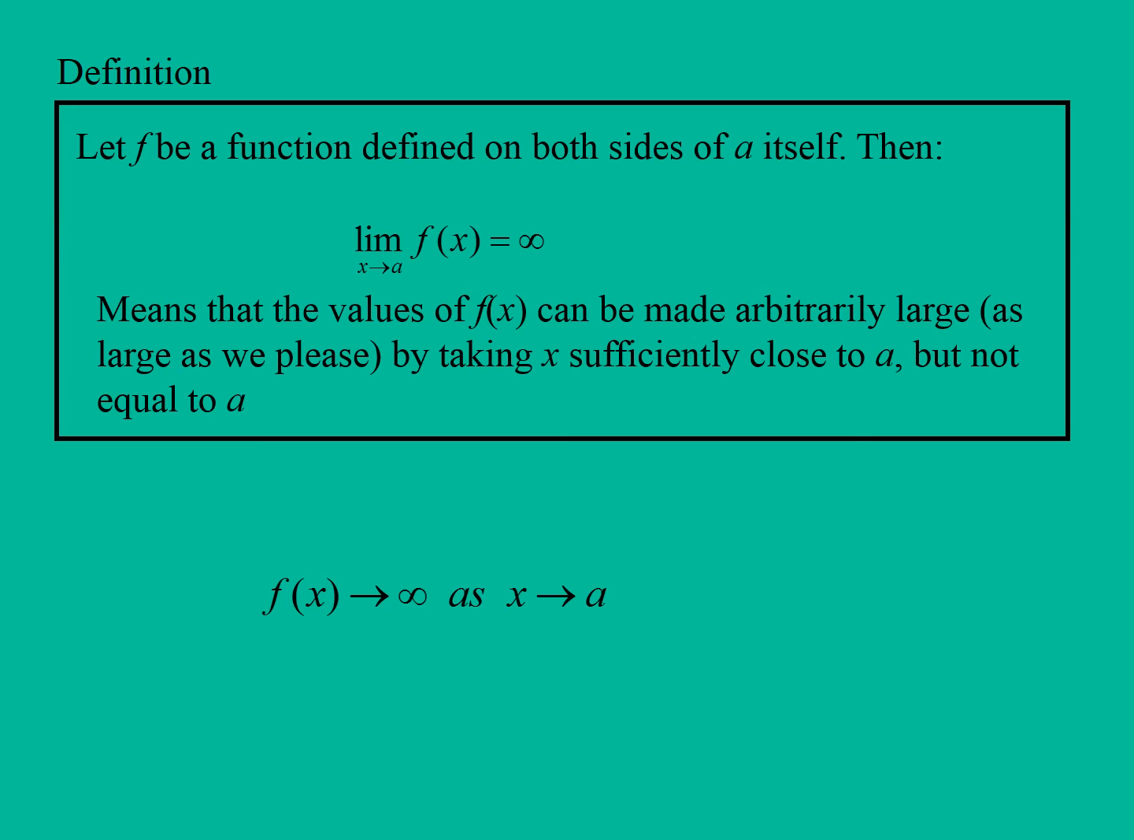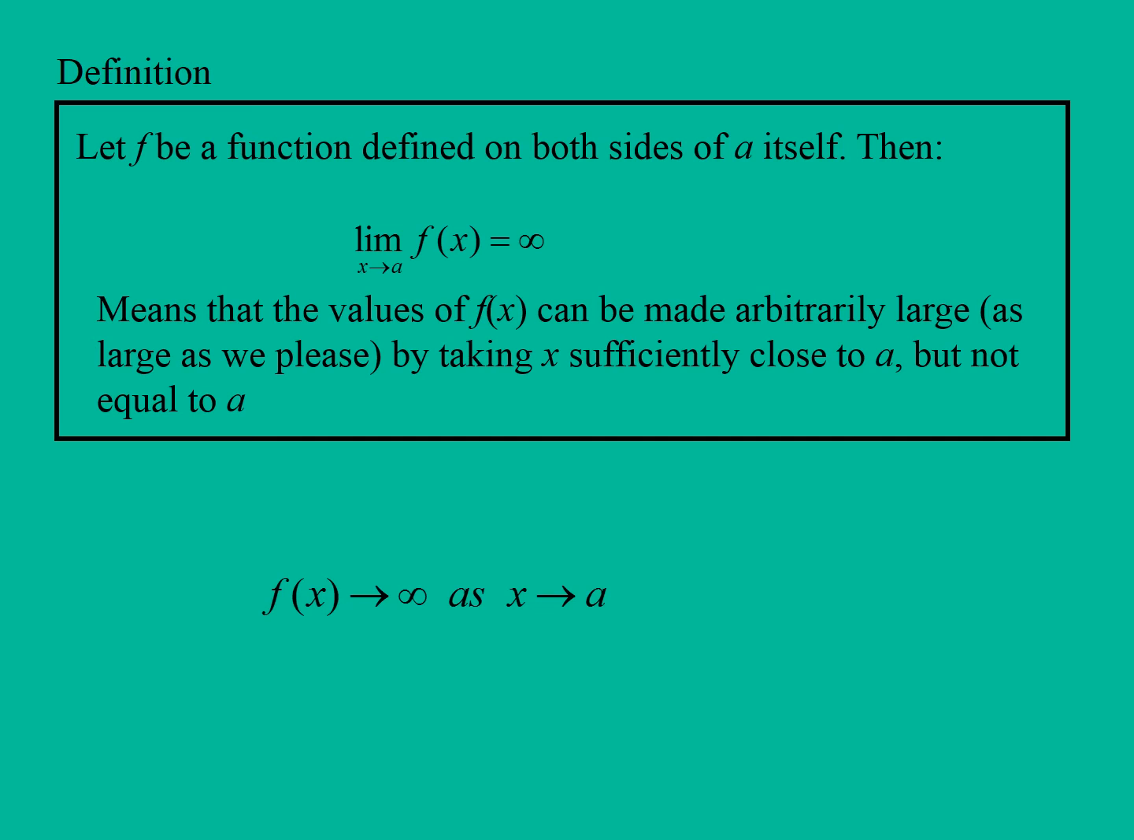Okay, another definition. Let f be a function defined on both sides of a, except possibly at a itself. Then the limit of f of x as x approaches a equals infinity. Now this is the definition for an infinite limit. It means that the values of f of x can be made arbitrarily large by taking x sufficiently close to a but not equal to a.